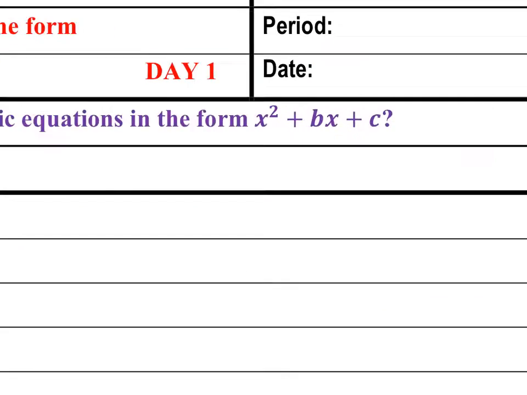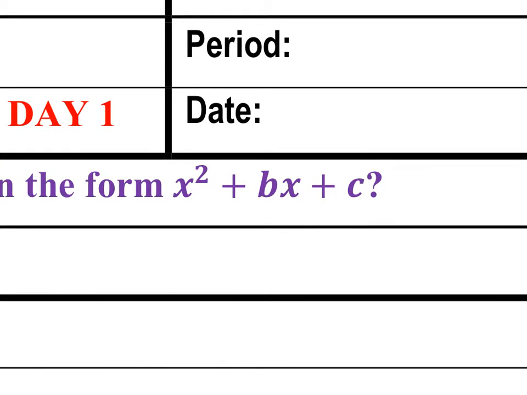So x squared, what number is in front of x right now? 1, right? So this is 1x squared plus bx plus c. b and c are just regular numbers. So b is the number in front of x, and then c is the constant at the end. So b is a coefficient.